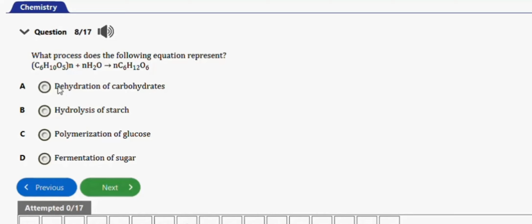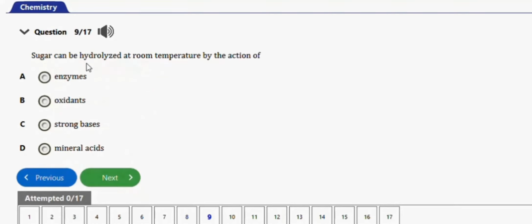So because of this water here on the reactant side, this shows that this is hydrolysis of starch. So that is for this question, option B. The next question will be this one. It says sugar can be hydrolyzed at room temperature by the action of, we have enzymes, oxidants, strong bases, mineral acids. The right answer is option A, which is enzymes.